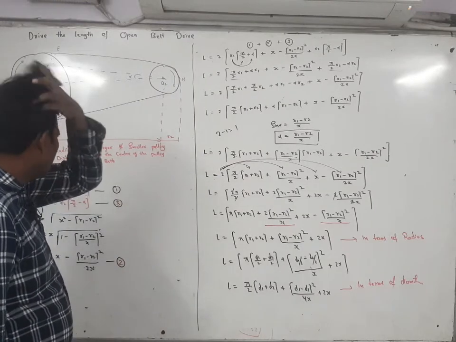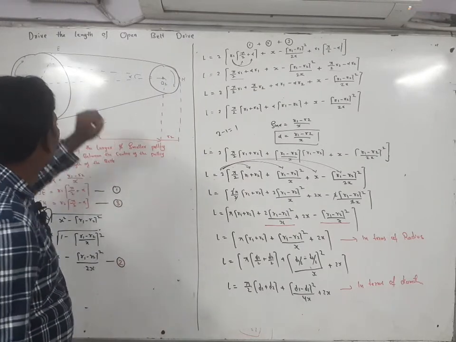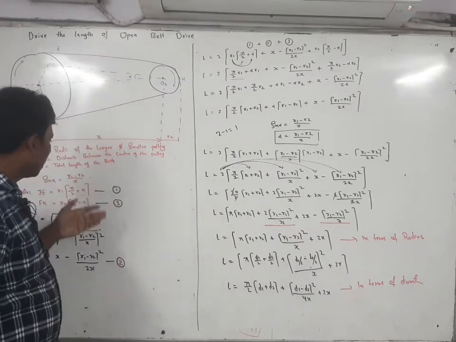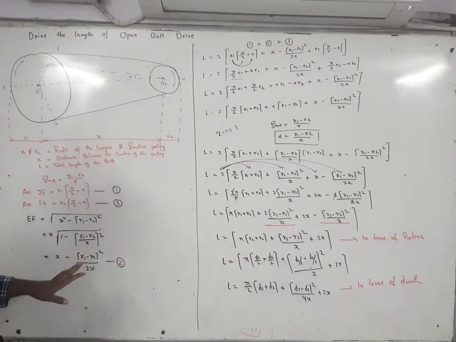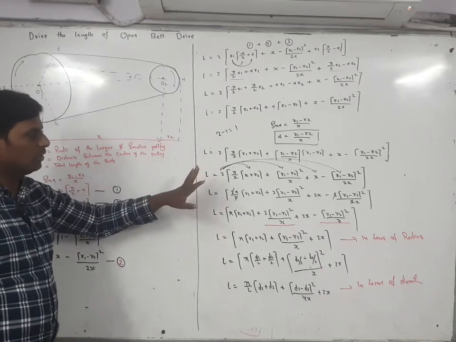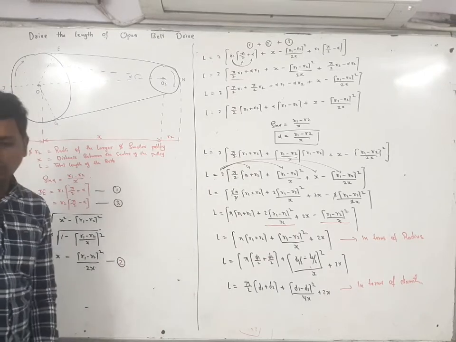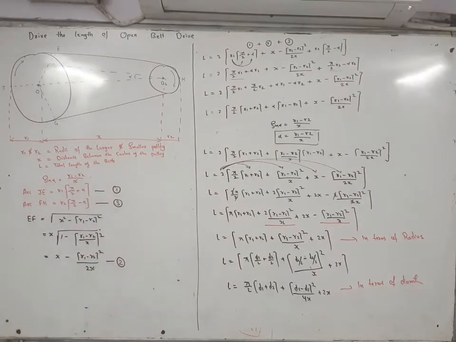This one is the derivation for the length of an open belt drive. Derive the length of an open belt drive. Two pulleys are given. These things you have to remember. After that, simplification is there. If you solve that, you will easily get the length of an open belt drive: pi by 2 (d1 plus d2) plus (d1 minus d2) whole square by 4x plus 2x. This is the length of an open belt drive.